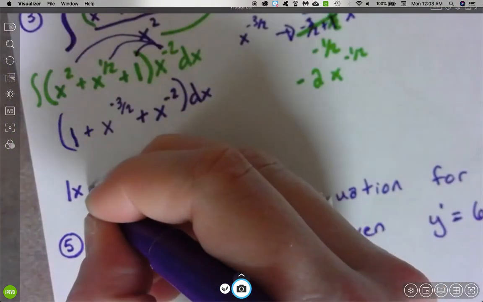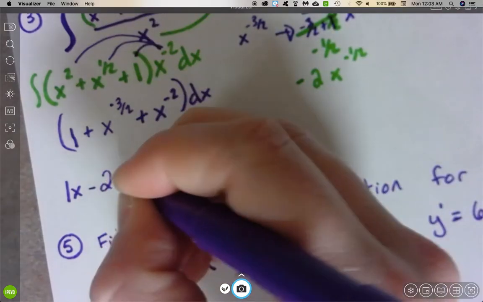Negative 2x to the negative 1/2. That's what it will be.